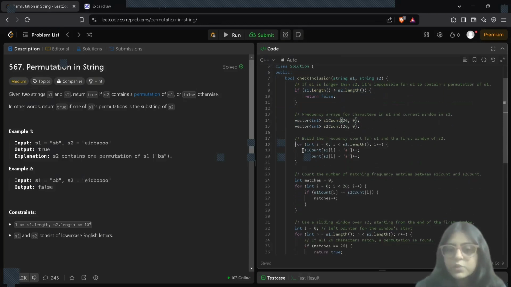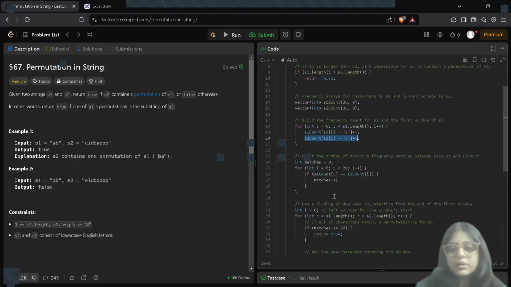Then we will build the frequency count for S1 and for the first window of S2, like we were doing. We are locating the index we have to update using the difference of their ASCII values. Let's say if S1's ith value is C, then C minus A will give us 2, which is the difference in their ASCII values. So that particular index is the one we will be updating. And similarly for S2 as well, the S2 count will also get updated.